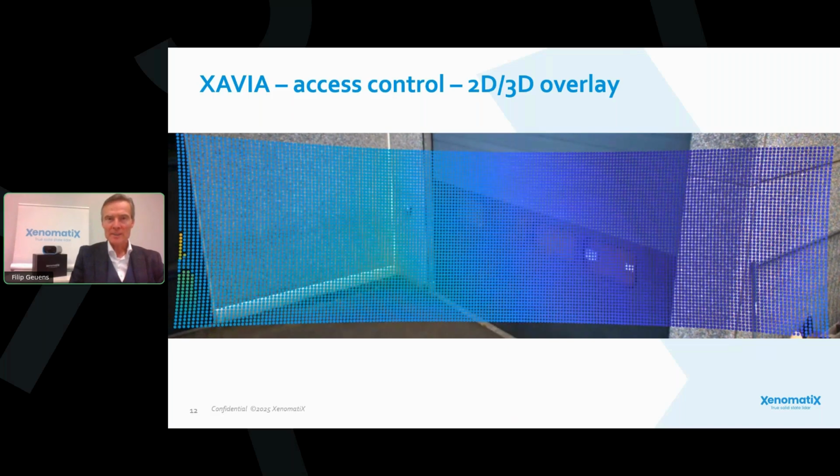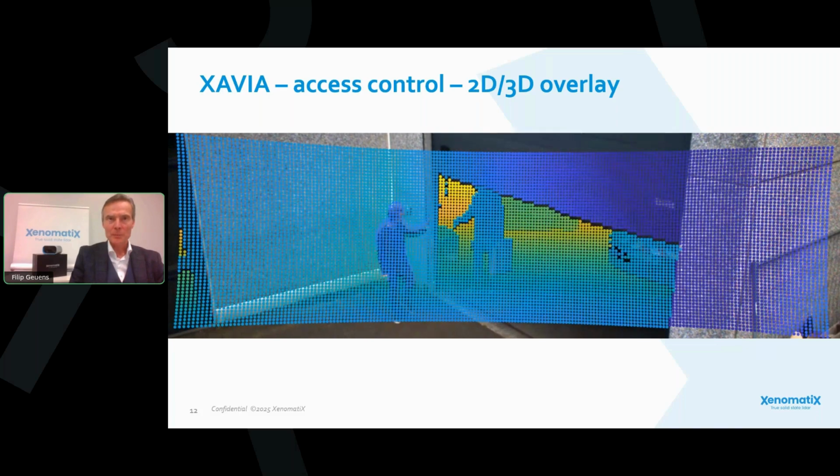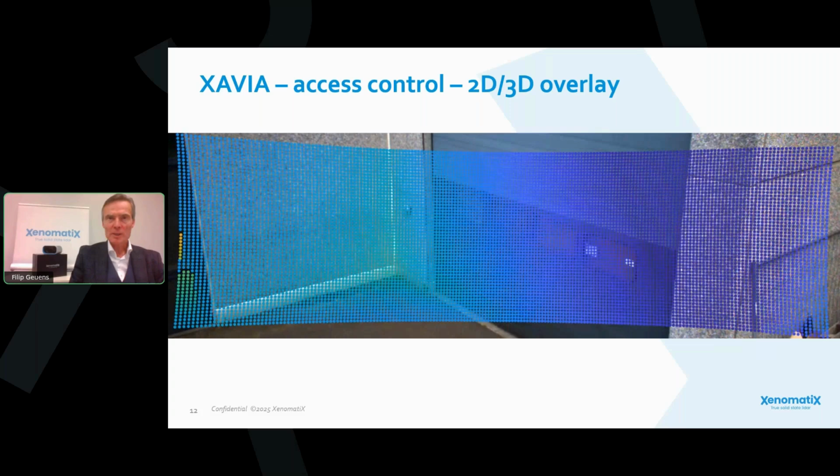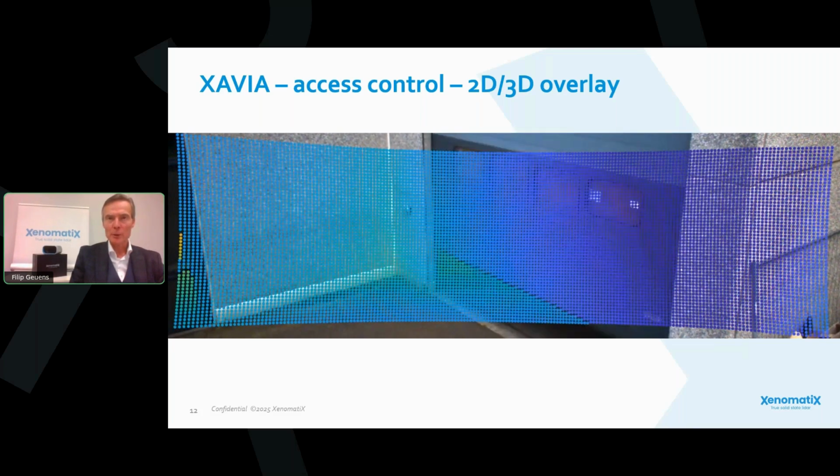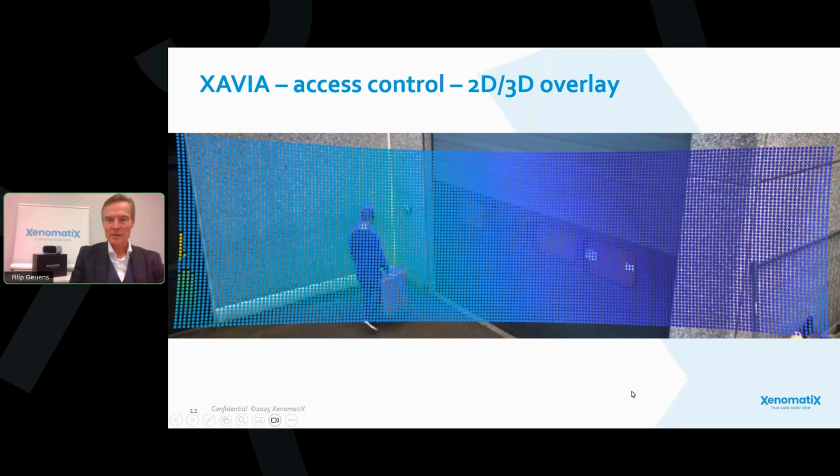What you see here is a Xavia unit that is monitoring the gate of our warehouse. In this first video, you see the overlay between point cloud and image. Your eyes will of course focus on the image because this is how you have trained your brain. Right? It makes it easy for you to understand what is going on.